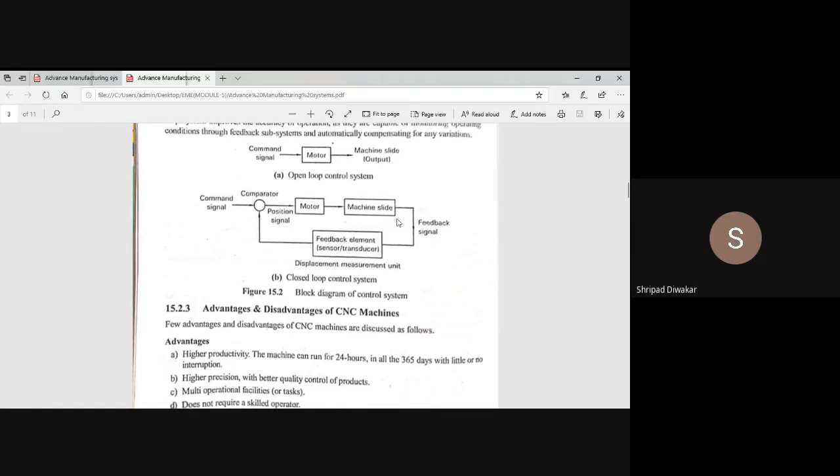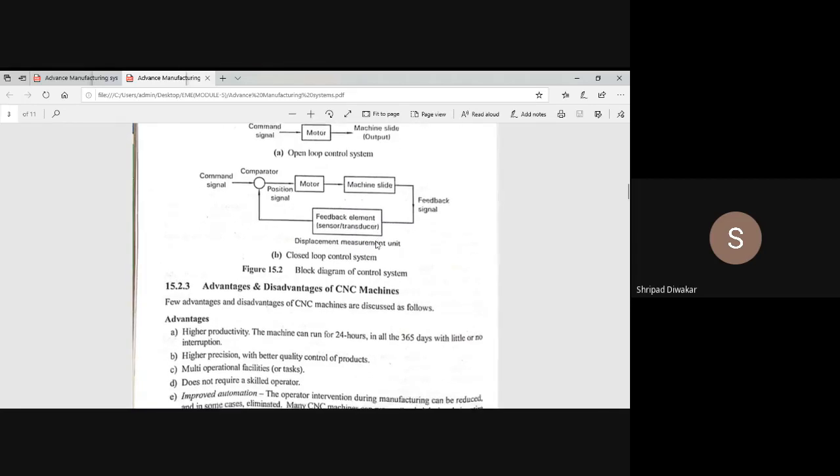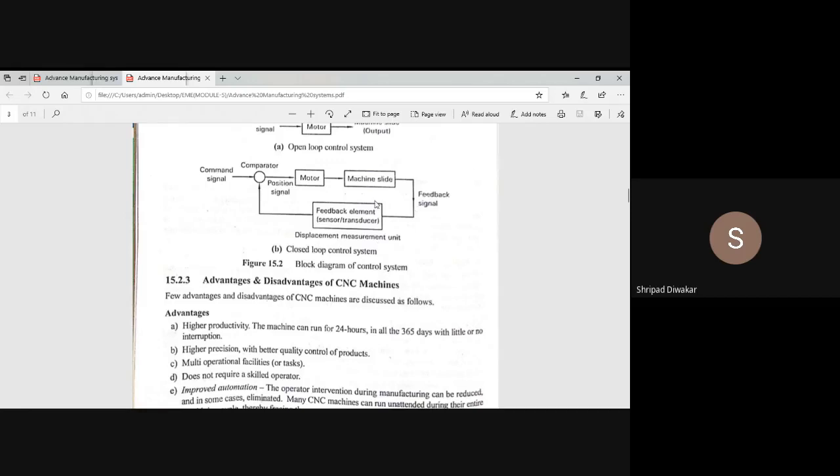You have to explain with the block diagrams. The open loop system is not reliable, because there is no feedback element. On the other hand, the closed loop control system is most reliable in nature, because we can get the corrected operations using a closed loop control system.